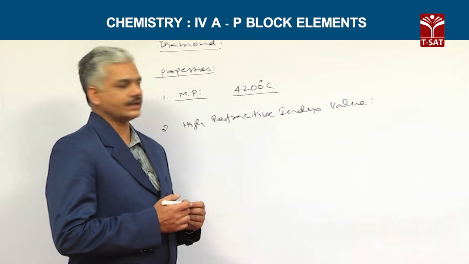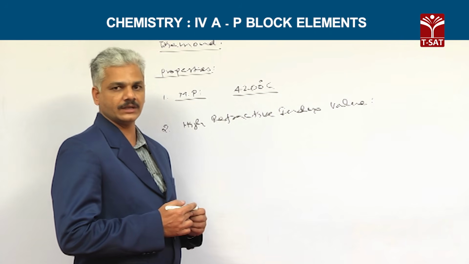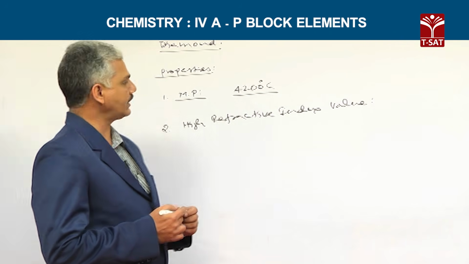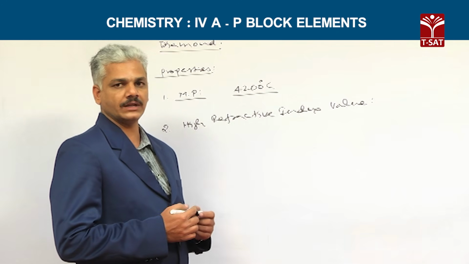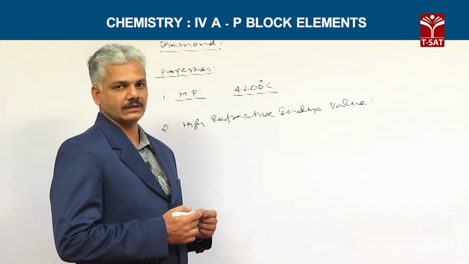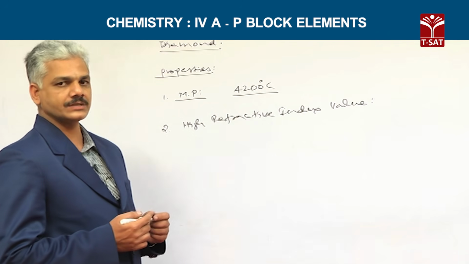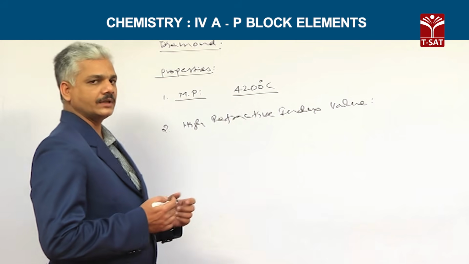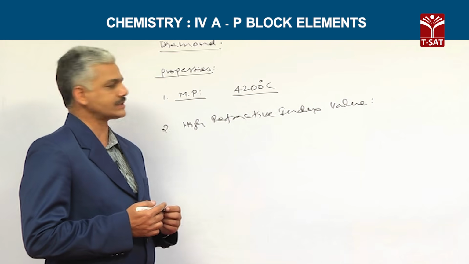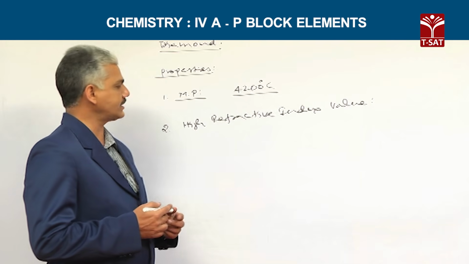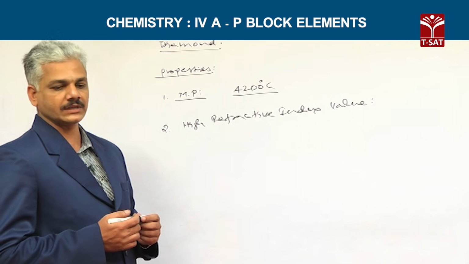Then, diamond has a very high refractive index value. It is also because of its structure only. When a ray of light enters the crystal structure of diamond, it undergoes multiple reflections. As a result, when light falls on a diamond, it starts glittering. The phenomenon involved is total internal multiple reflections of light, and as a result, the refractive index value of diamond is very high.